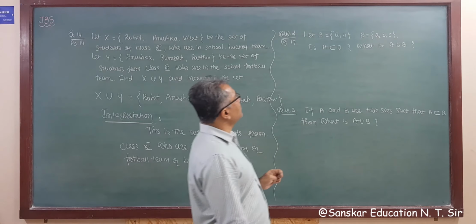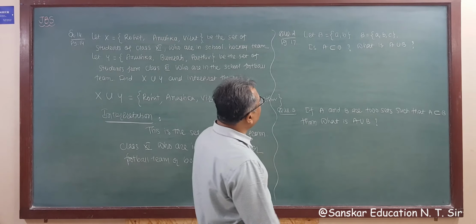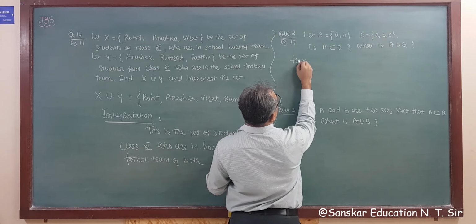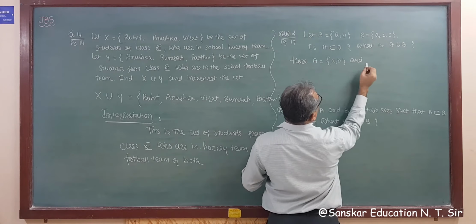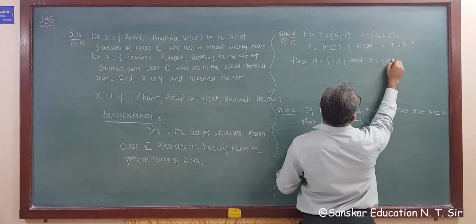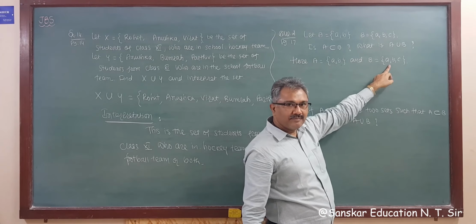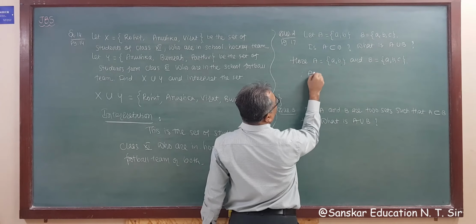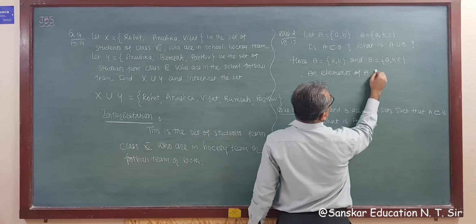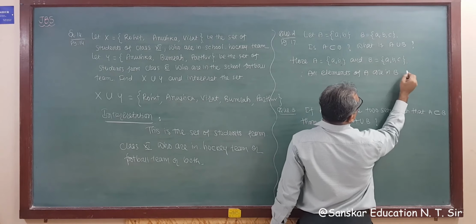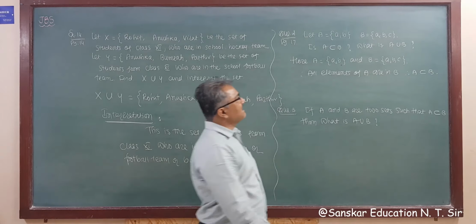Now the next question is question number 2. Let A is equal to {a, b} and B is equal to {a, b, c}. Then is A a subset of B? Clearly here A is {a, b} and B is {a, b, c}. So all elements of A are in B, right? Therefore A is a subset of B.